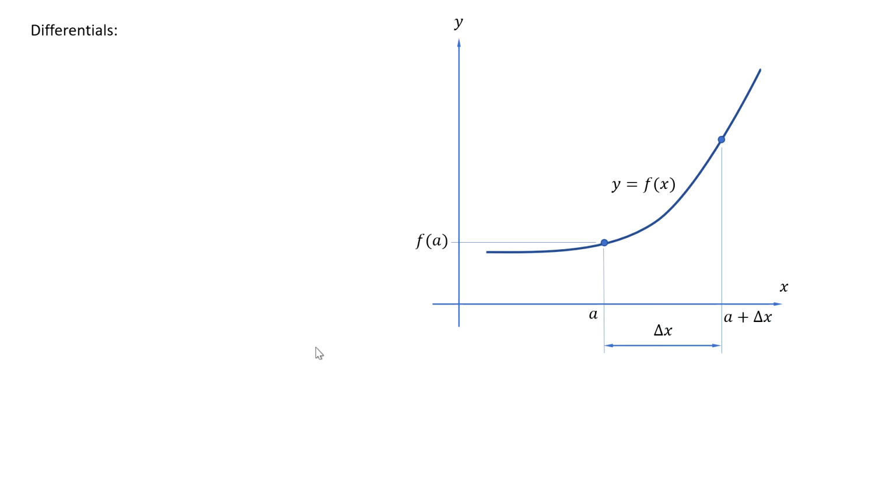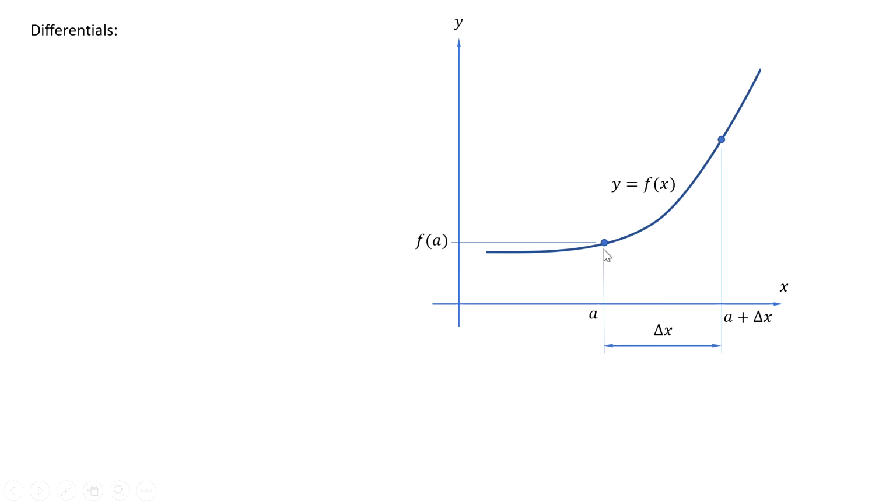So let's see. Here is the idea. If we have a graph of y equals f of x, and there are 2 points, one point here and another point there, let's say this point's x coordinate is a, and the other point is at an x distance of delta x from this a, then that would be a plus delta x, right? And this point, because its x coordinate is a, and it lies on the graph of y equals f of x, its y coordinate would be f of a.